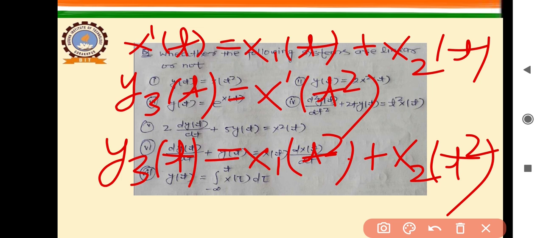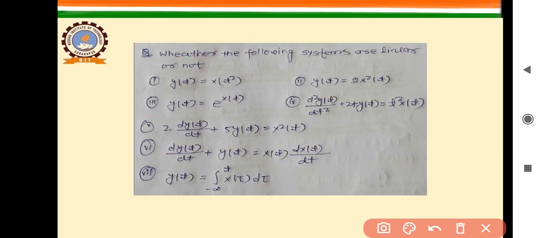Remember, y1(t) plus y2(t) was giving the output x1 of t square plus x2 of t square. Here y3(t) is also giving the same result, x1 of t square plus x2 of t square. That means the given system follows the law of additivity. In the next step, I will multiply by a constant alpha.